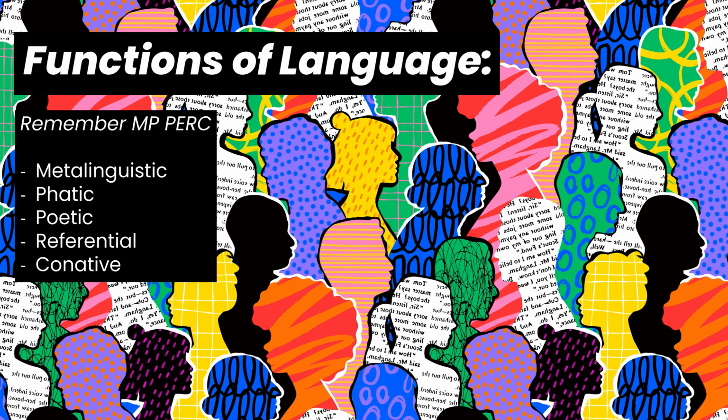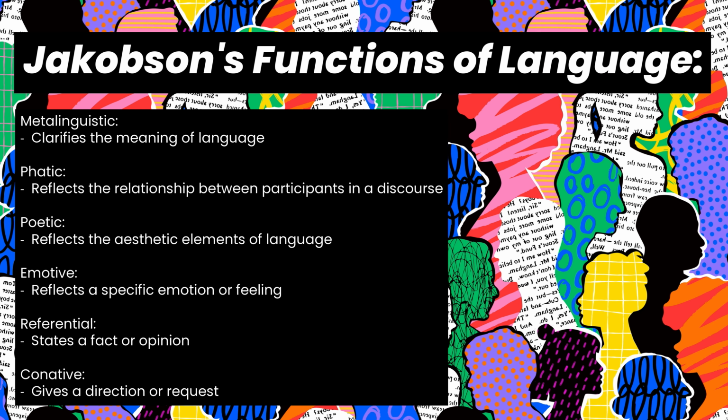And in this video, you're going to hear a brief explanation of what each of these functions involves, and then we're going to have a look at a text that includes language that reflects each of these functions to see if you can spot language that is metalinguistic, that is phatic, that is poetic, that is referential, and that is conative. So, when we're thinking about Jacobson's functions, it's important to remember that each of the 6 functions is distinct, that it includes language features that reflect a specific function of the text. So let's start at the beginning of MP perk.